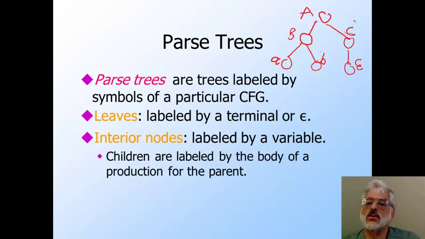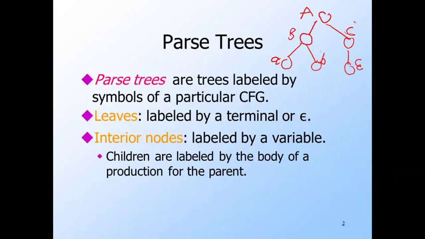Here are some examples. The important property that makes a tree a parse tree is that there is a production of the grammar with the label of the node in question as its head and the labels of its children read left to right as its body. For example, if you look at this parse tree, we would infer that A goes to BC is a production. Also, B goes to little a, little b is a production, and C goes to epsilon is a production.